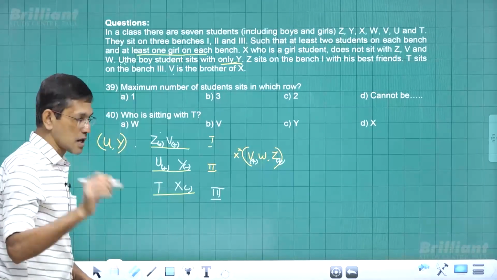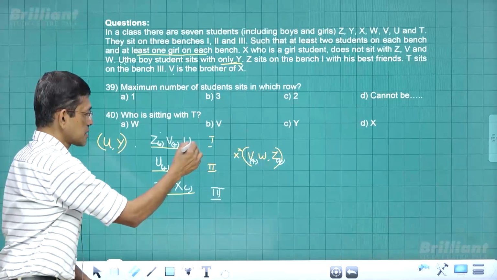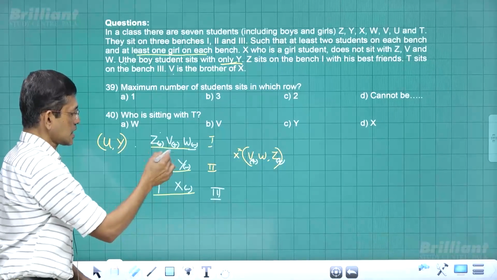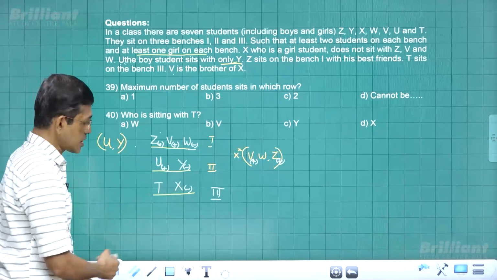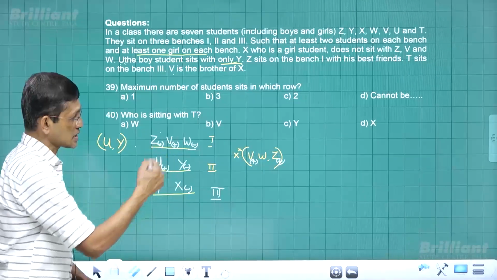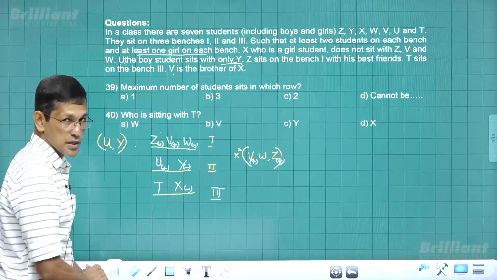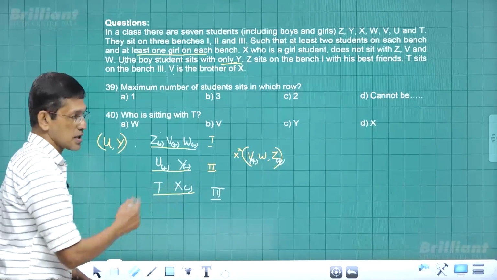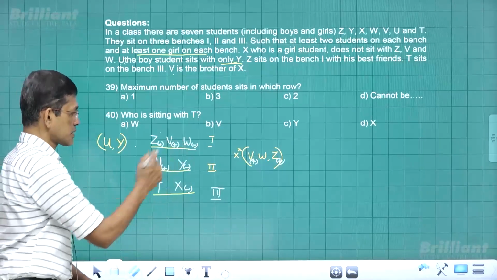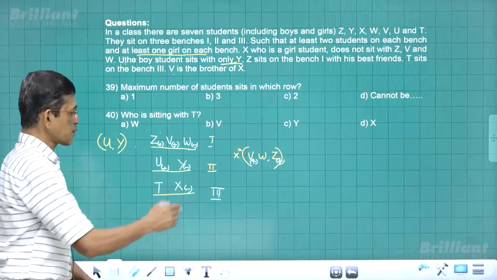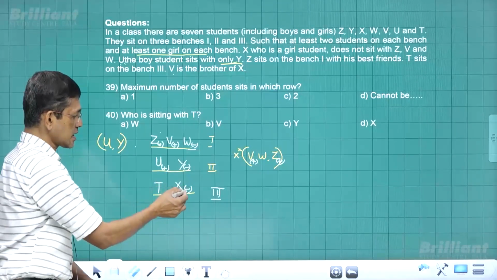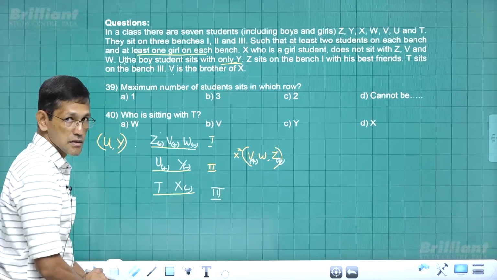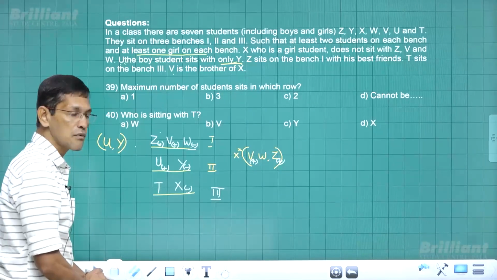Now we have at least one girl on each bench. So W must be the girl on bench number 1, because W and V cannot sit on the second bench. They cannot sit with X, because X cannot sit with V and W. So since X is here, V and W cannot be here. So we have V and W here. So we have at least one girl: here we have a girl, here we have a girl, here we have a girl. So T, is it a boy or a girl? We'll come to that.